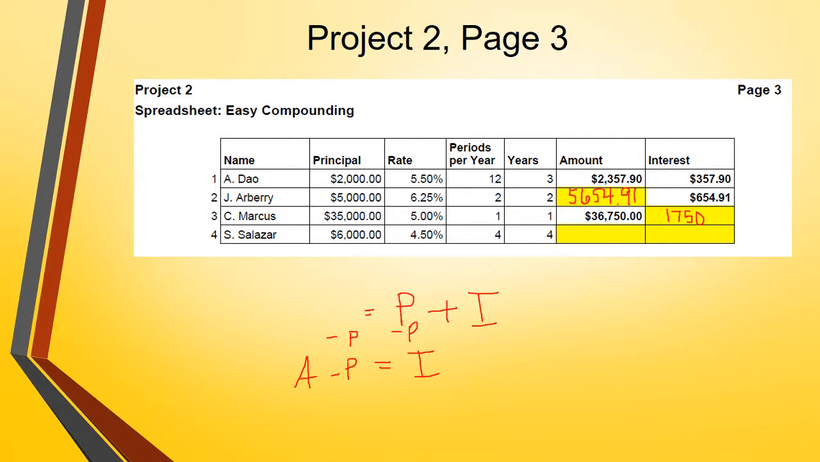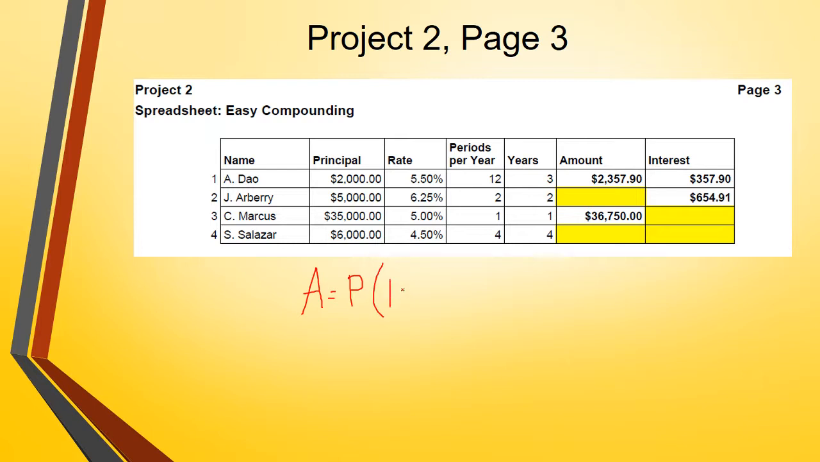So we're going to use the formula. Hopefully you remember this formula. It is A equals P, that's the principal, times 1 plus R over N to the NT power, where A represents the amount, P represents the principal, R represents the rate, N is the number of periods per year, and T is the time in years. So I label it so that you guys know what we need to use. So now let's plug in what we do know.